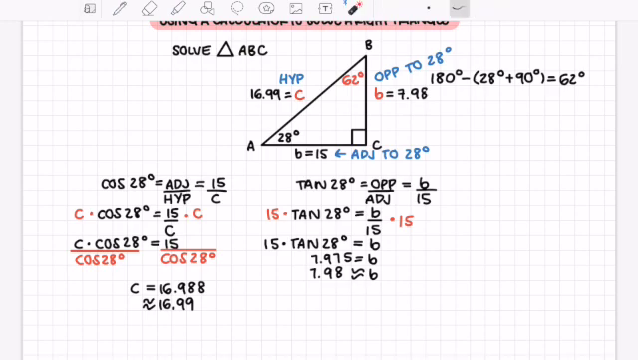So now that I have my answers, I could write them all out. The first one that I found was the degree of B. So I could write down here that B's degree is 62 degrees. I also found the length of lowercase b. So right here we get 7.98. And then the length of c, lowercase c, which is 16.99. And so those would be my 3 final answers.